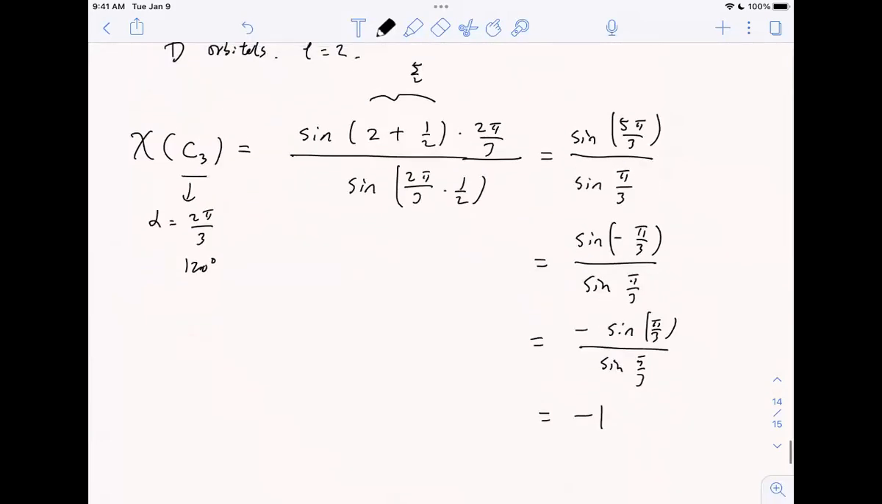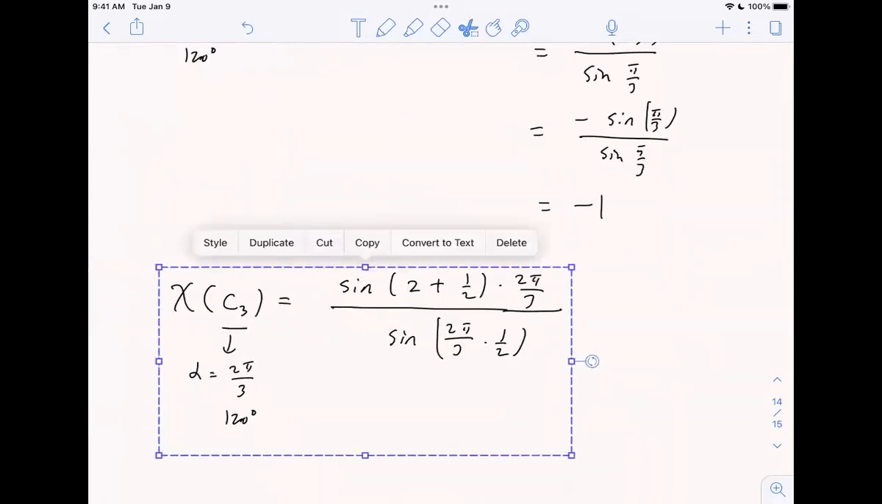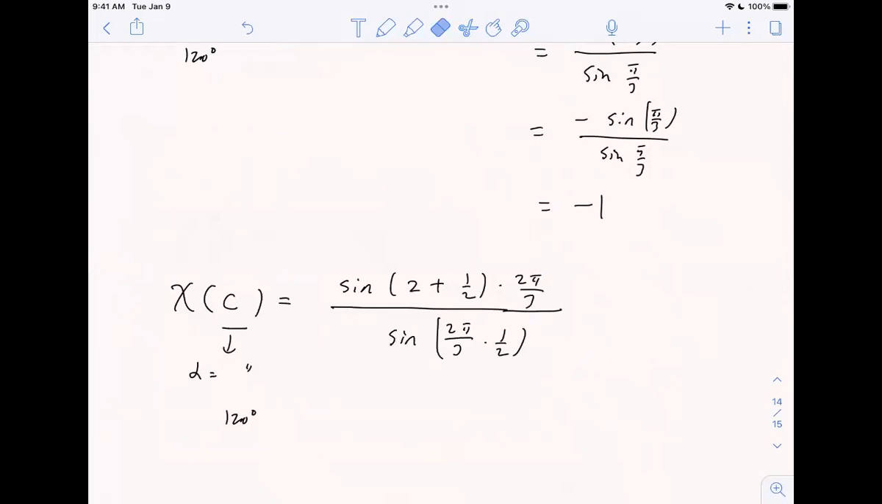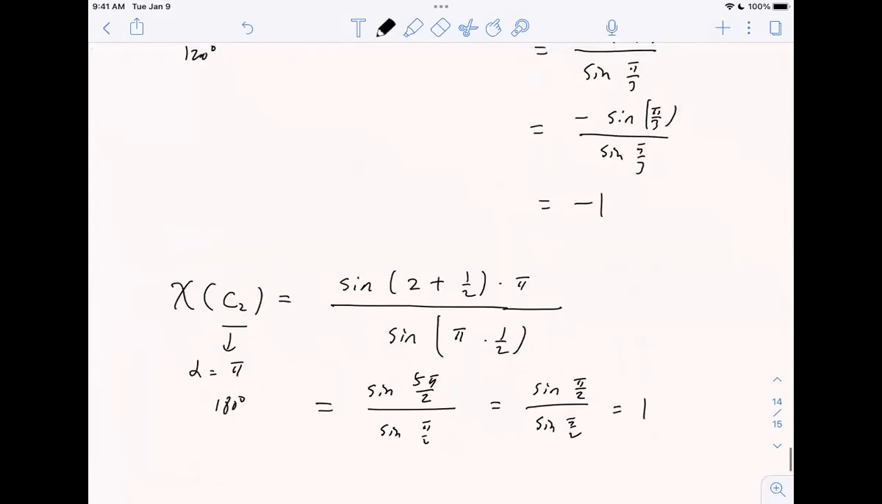Then let's get the character for C2. If we do the same thing for C2, this will be 180 degrees, which is pi. Then you just put pi here, and this will be sine of 5 pi over 2, which is just sine of pi over 2. So this will be 1.